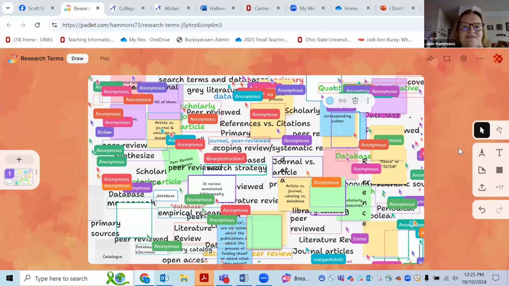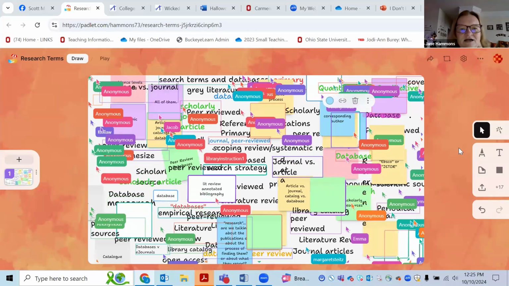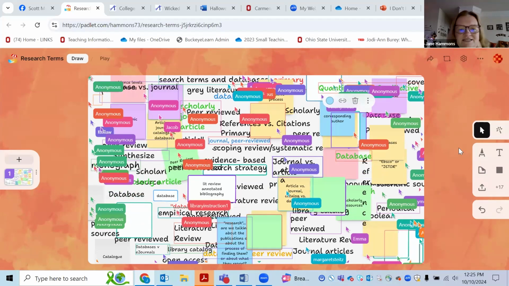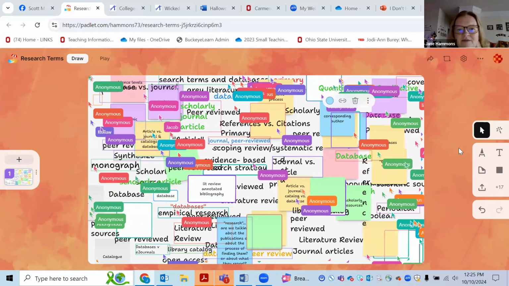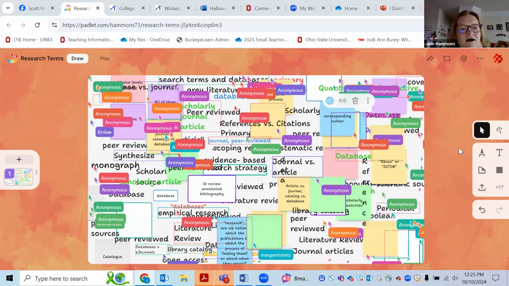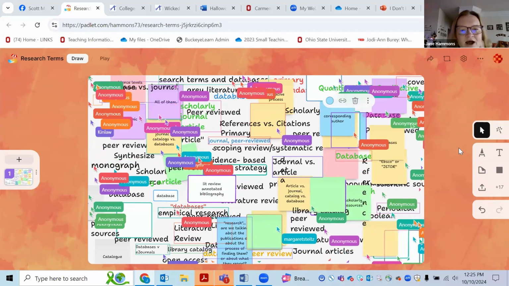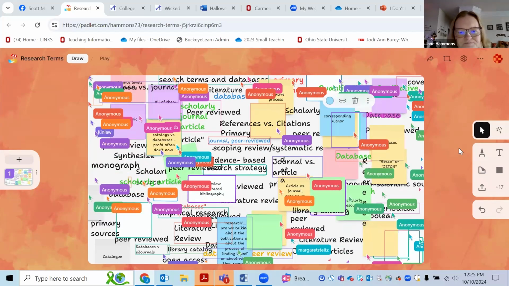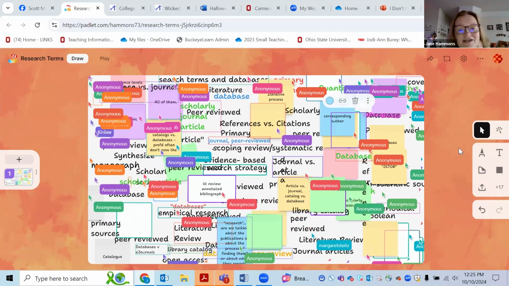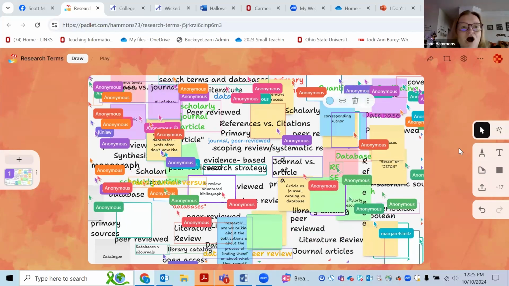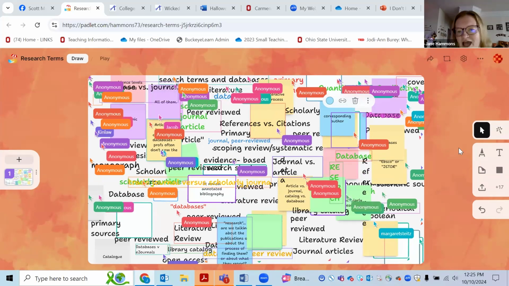But some of the responses that I'm seeing there, the ones that students tend to have trouble with: I see database in there several times. I see literature review in there several times, peer reviewed, journal versus article, synthesize, monograph, evidence-based. Let's see, research. Yeah, that's a great point, that research itself. I'm going to mention that one in a second as well. So you can see there are all of these examples of types of terms that students might have trouble with.